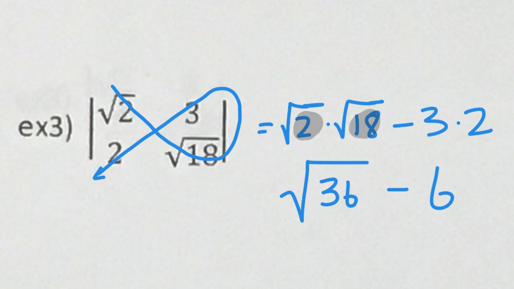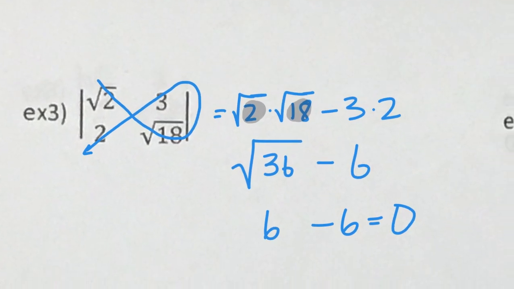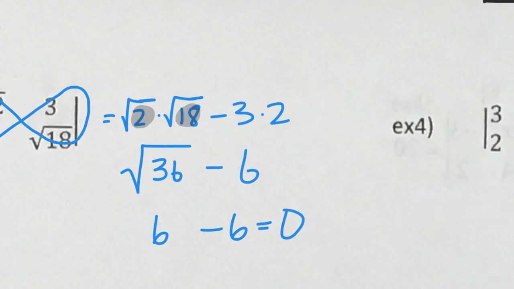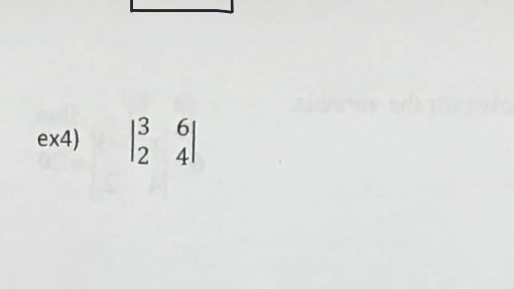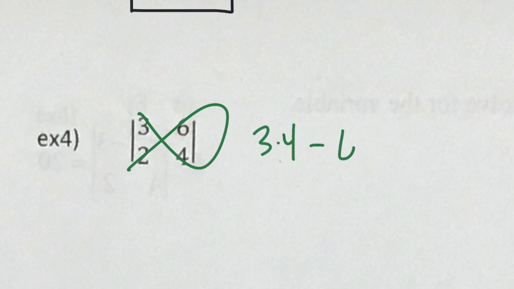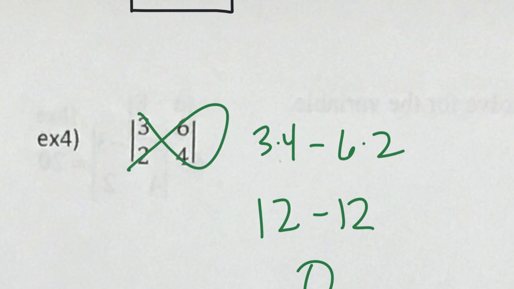So can we simplify the square root of 36? Yes, we can. That's 6. 6 minus 6 is 0. So the determinant of this matrix is 0. Okay? All the numbers are possible, positives, negatives, including zeros. They're all in there. Okay, 3 times 4 minus 6 times 2 is 12 minus 12, which is 0.